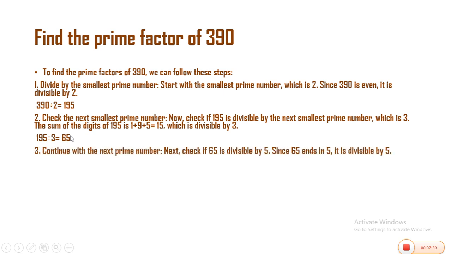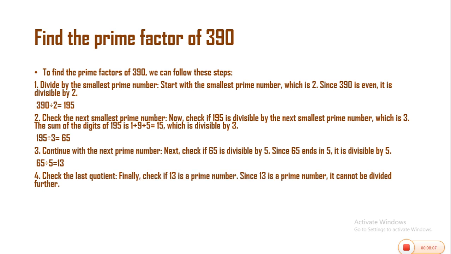We continue with the next prime number. 3 can no longer divide 65 without us getting fractions. So we'll go to the next prime number, which is 5. 5 can divide 65 and the answer will be a whole number. So we divide 65 by 5, which will give us 13.